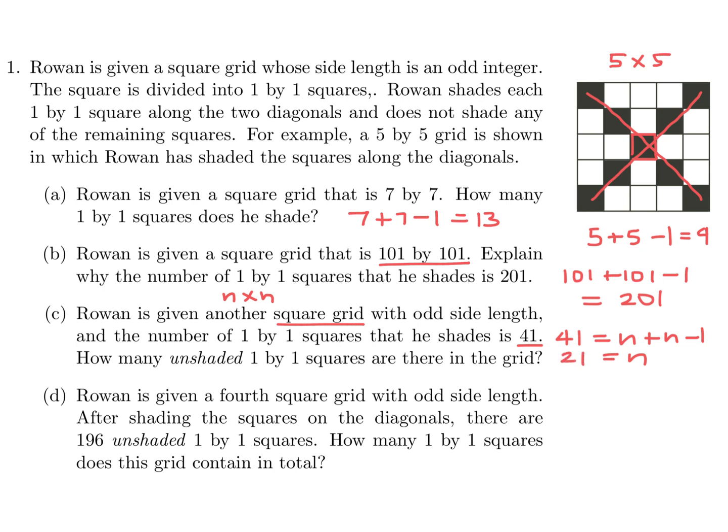Yeah. So what they want, though, is how many unshaded. Okay, so the total would be 21 squared, which is 441. And the number of shaded is 41. So the number of unshaded would be total minus shaded, which is 441 minus 41, which gives me an even 400.